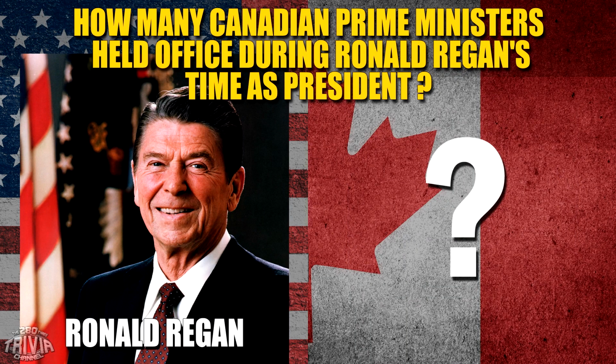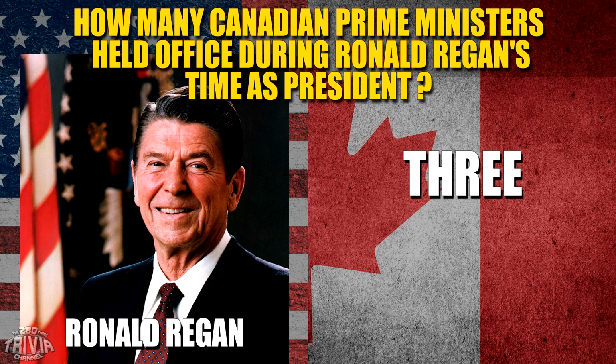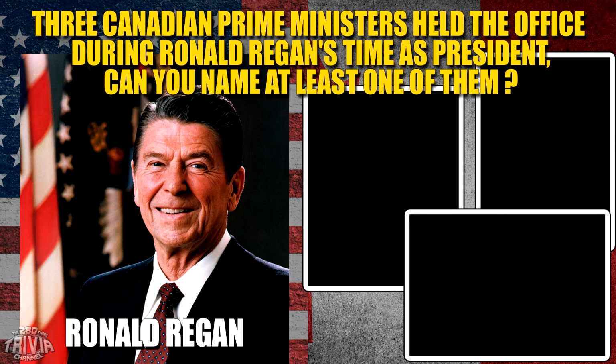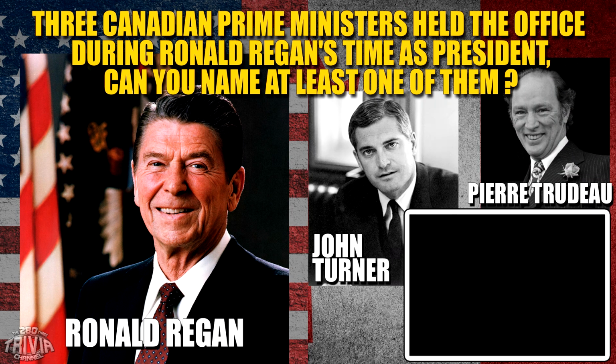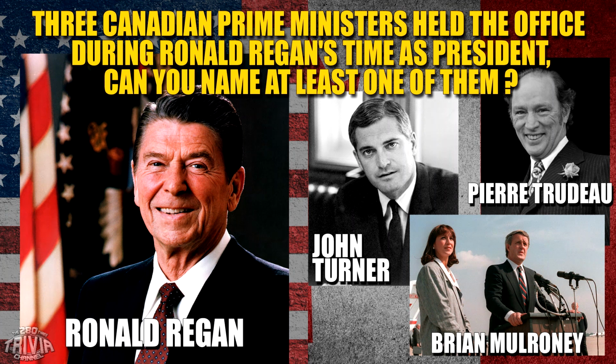How many Canadian Prime Ministers held office during Ronald Reagan's time as President? Three. Three Canadian Prime Ministers held the office during Ronald Reagan's time as President. Can you name at least one of them? The three Canadian Prime Ministers in office during Ronald Reagan's time as President were Pierre Trudeau, John Turner, and Brian Mulroney.